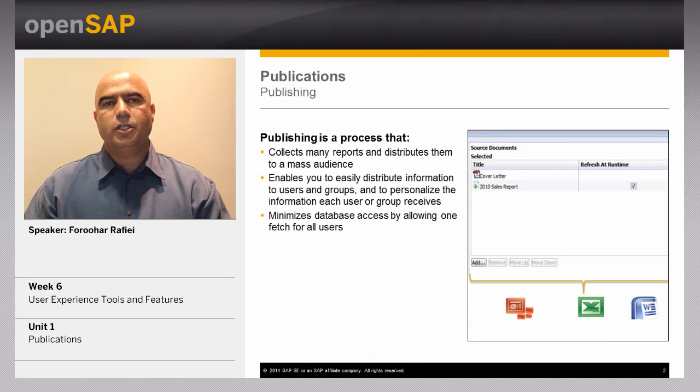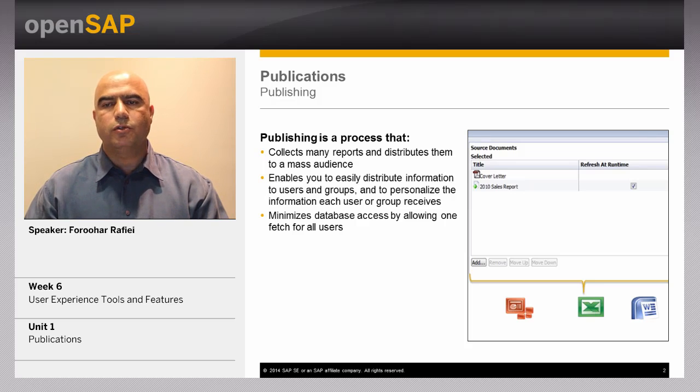In the publications unit, you may hear both the terms publications and publishing interchangeably. When I use the word publications, I mean the container object, and when I say publishing, I mean the act of processing a publication. So basically, publishing is a process that collects many reports, such as Crystal reports or web intelligence or external documents, static documents, and distribute it to a mass audience.